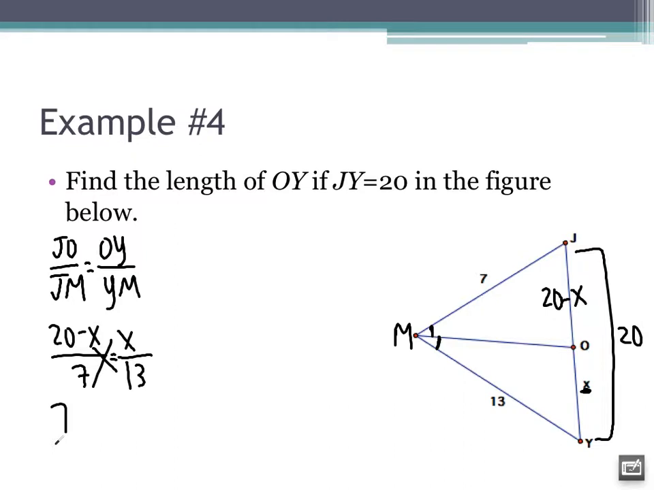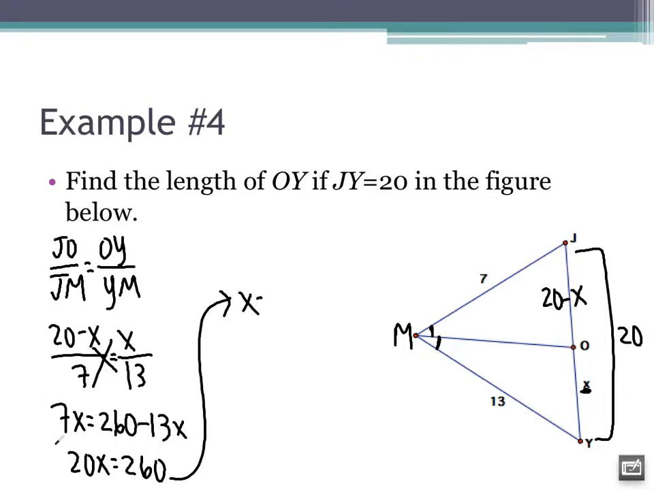7 multiplied by x is 7x. That's equal to 20 multiplied by 13 is 260, and then subtract 13x. Adding 13x, I get 20x is equal to 260. Dividing by 20, I get x is equal to 13. So in our figure, OY is equal to 13.